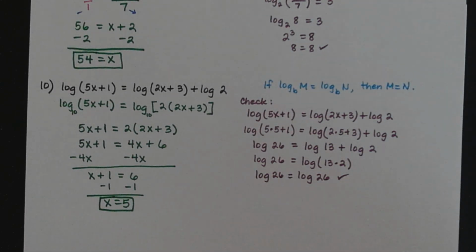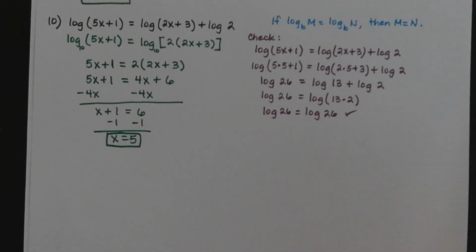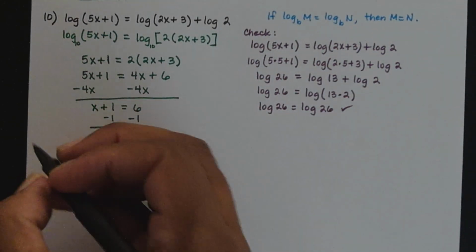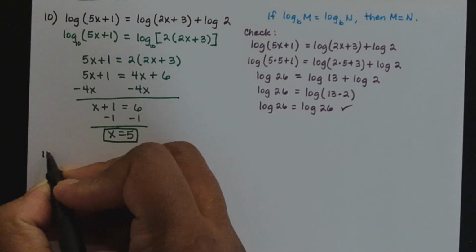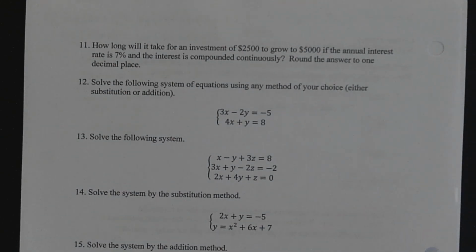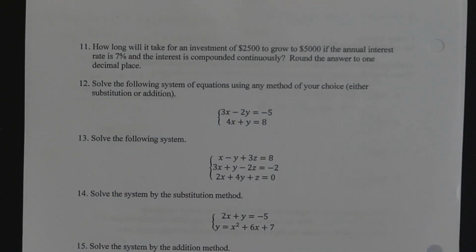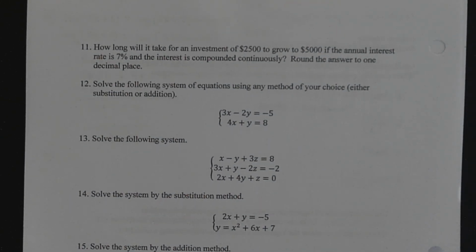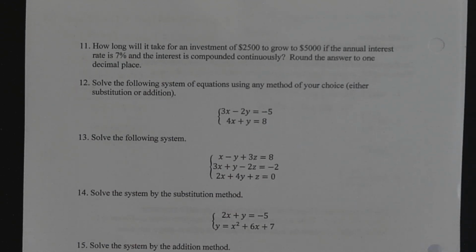Okay, number 11 is a compound interest problem. It asks, how long will it take for an investment of $2,500 to grow to $5,000 if the annual interest rate is 7% and the interest is compounded continuously? Round the answer to one decimal place.